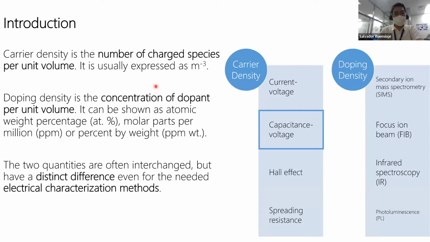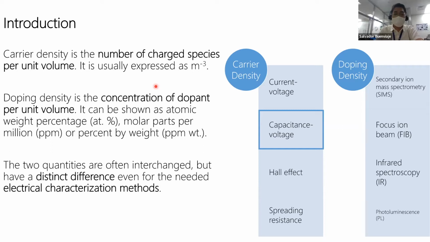Carrier density is the number of charged species per unit volume. It is usually expressed as per meter cube, which can be converted to other units of volume. Doping density is the concentration of dopant per unit volume. It is commonly expressed as atomic weight percent, molar parts per million (ppm), or percent by weight. These two quantities, carrier density and doping density, are commonly interchanged, but they have important differences.